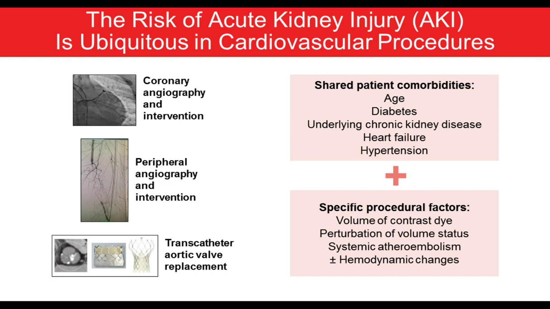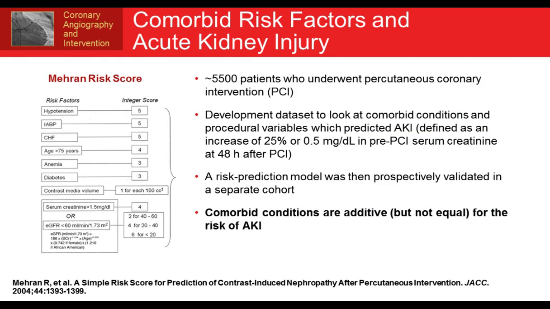On top of that, you're going to have specific procedural factors, and those may vary by the type of procedure we're talking about. So volume of contrast dye, volume status perturbations, systemic atheroembolism, and hemodynamic changes. And these will occur to varying degrees depending on what kind of procedure you're doing. Let's first look at coronary procedures, and that's where the bulk of our data involving acute kidney injury in the cath lab come from.